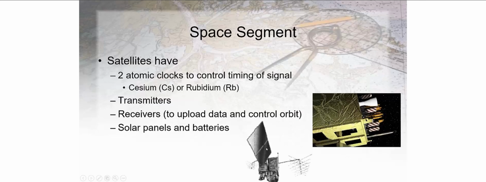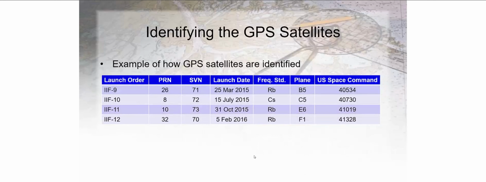They also have solar panels and batteries. So they have the batteries so that when they're on the dark side of the Earth, twice a day, they can actually continue operation. And of course, then the solar panels recharge the batteries.